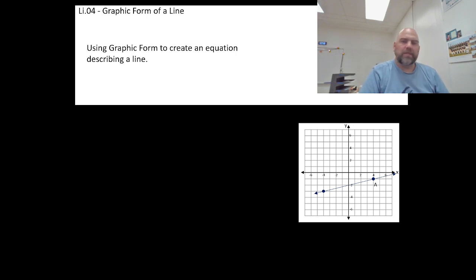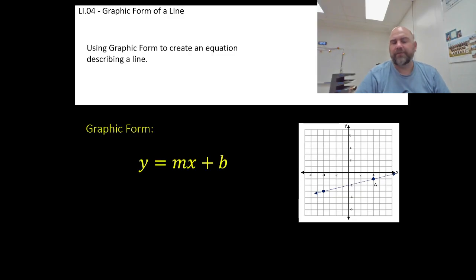All right, so in this video, we're going to take a look at graphic form and how we can use it to create an equation. I'm going to explain graphic form, what it represents, and then how we can make an equation based on, in this case, a line on a graph. First things first, graphic form looks like this.